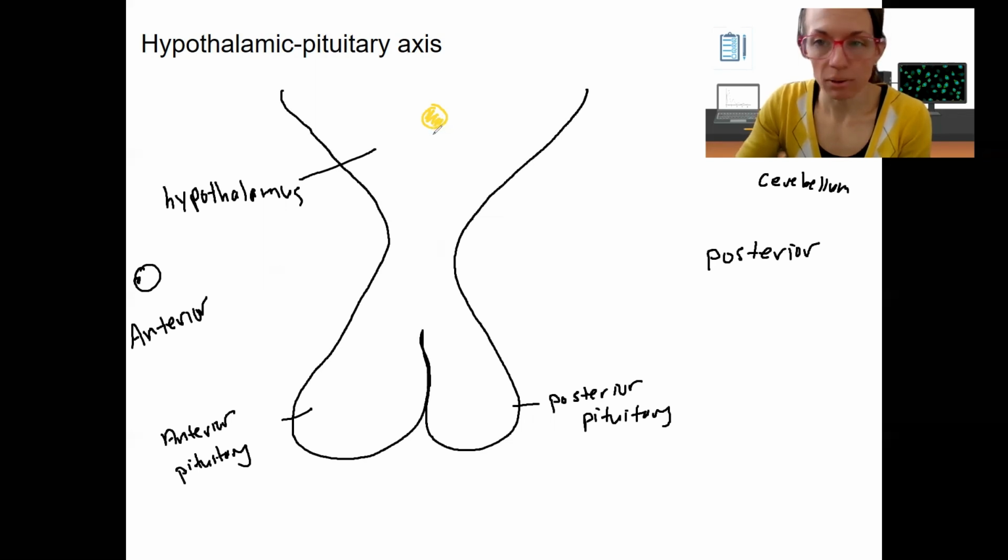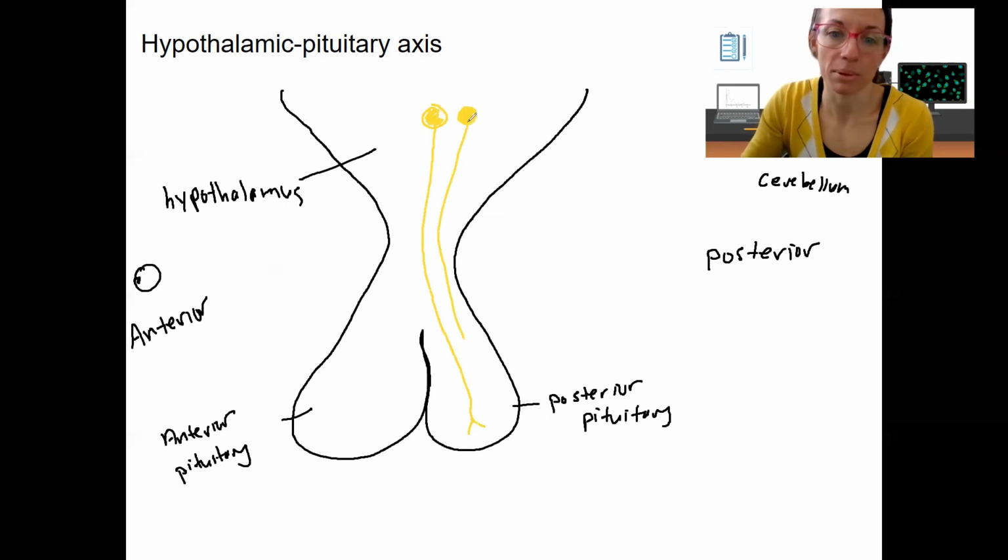And what's unique about these neurons is they are going to project all the way down into the posterior pituitary. There's more than one of them, right? And I'm really drawing them, again, anywhere in the hypothalamus. There are certain regions that the hypothalamus would have located, paraventricular nucleus. So what does that mean about the posterior pituitary? It is neural tissue, nervous tissue, because it has the axons of these neurons in it.